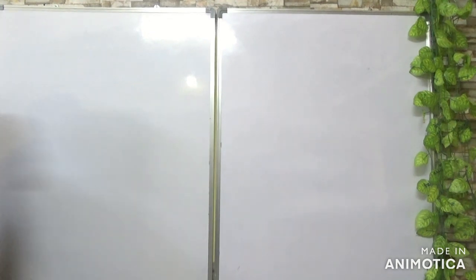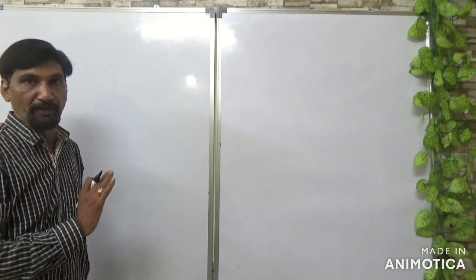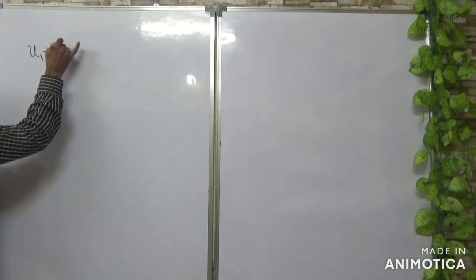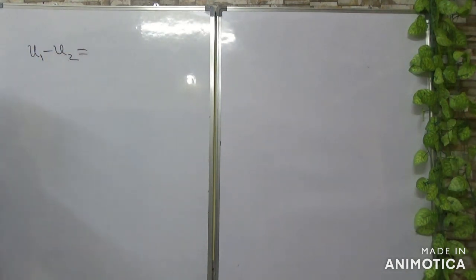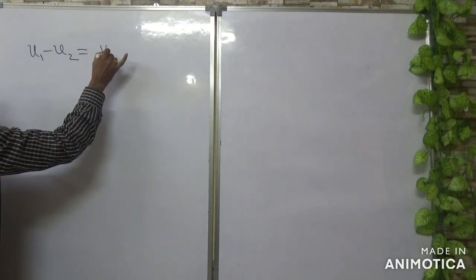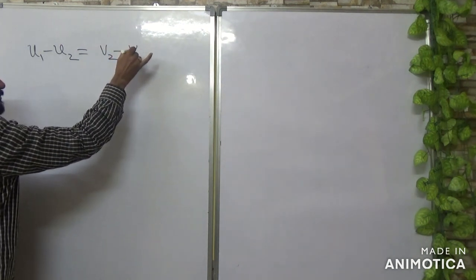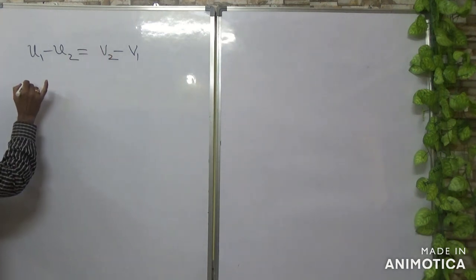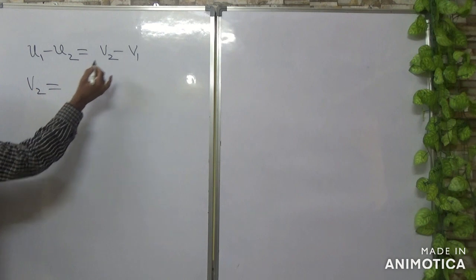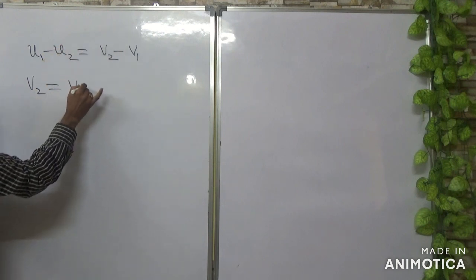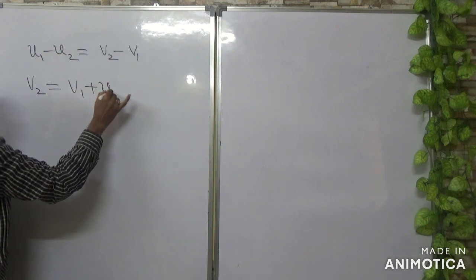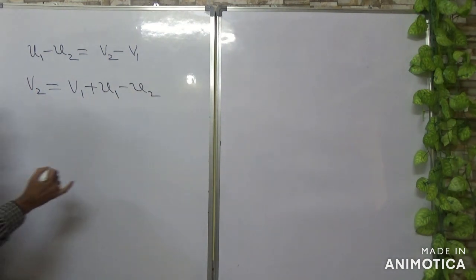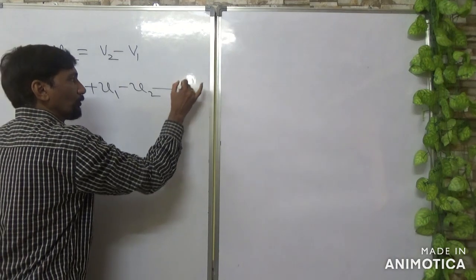So in case of elastic collision, relative velocity of approach is equal to relative velocity of separation. So you can write v2 is equal to v1 plus u1 minus u2. Take this as equation 4.